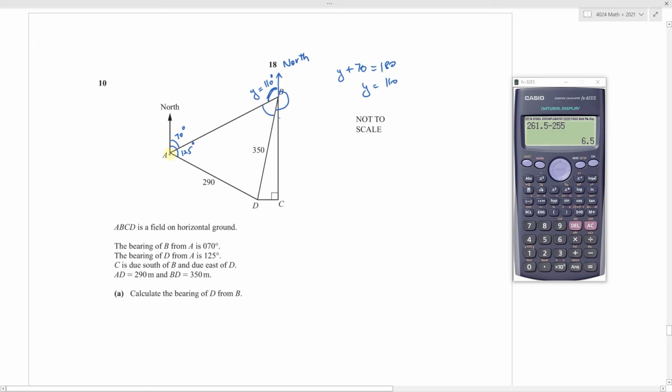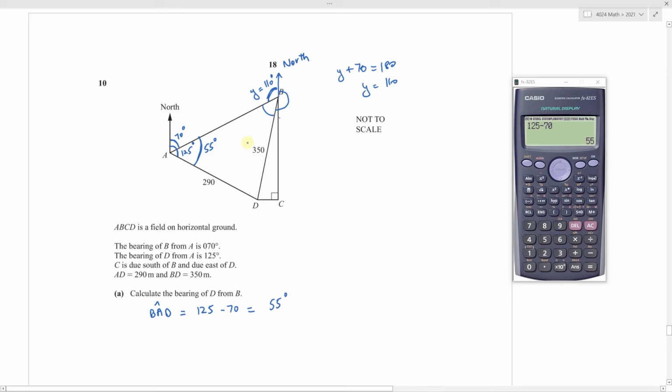So using this triangle ABD, I can easily find this angle. This angle will be 125 minus 70. So the angle BAD is this full angle 125 minus this angle 70 degrees, which will give me the remaining angle BAD. So 125 minus 70 is 55 degrees. So this angle here is 55 degrees.